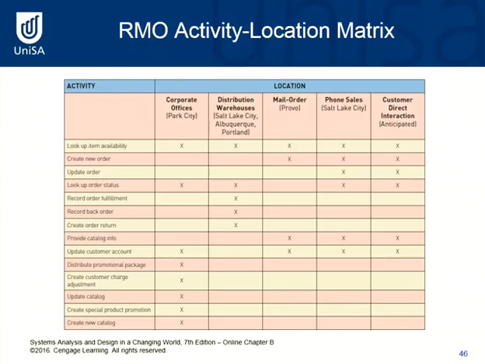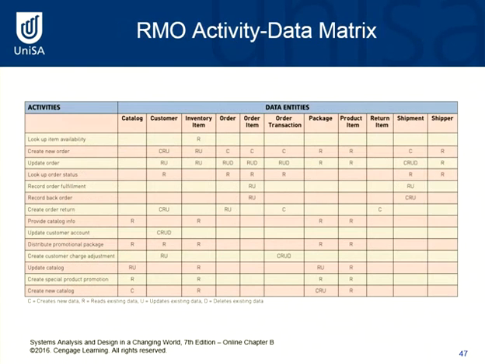Activity location matrix shows us what activities are carried out, i.e. the primary functional requirements, and where the location is of those activities that need to be carried out. And finally, the RMO activity data matrix, what activities are carried out and which data stores are actually being used, and in what form with our CRUD matrix to determine how we're using the entities and which functions are being used by those particular entities.